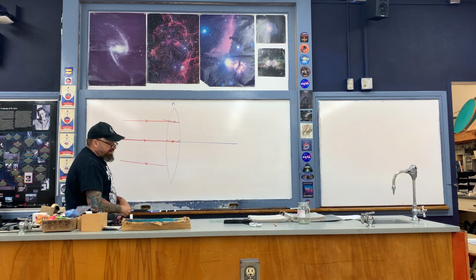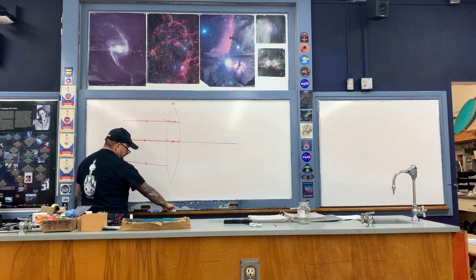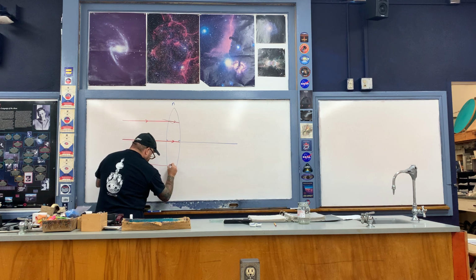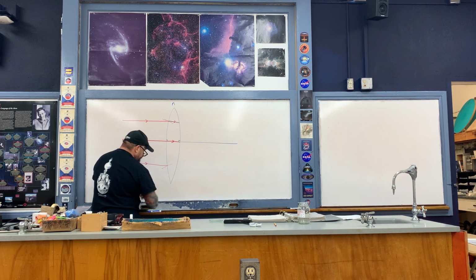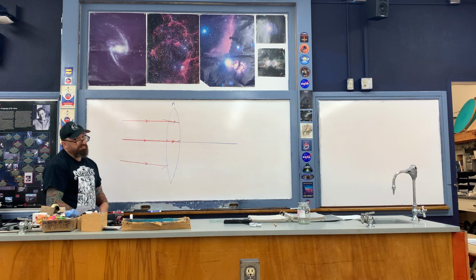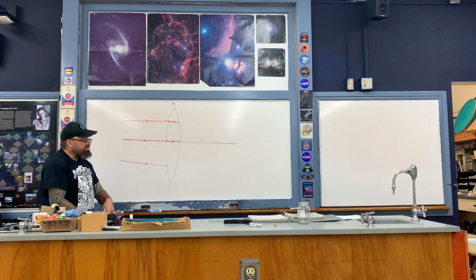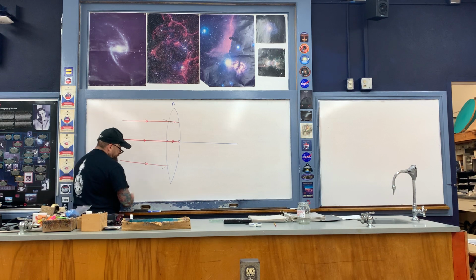Now I'm going to do the same thing for the bottom light ray. For the bottom light ray, right here at this point, I'm going to draw my dotted line that is perpendicular to the surface like so, and therefore right here is the angle of incidence. Once again, we're going from low to high index of refraction, so I have to bend towards the dotted line.